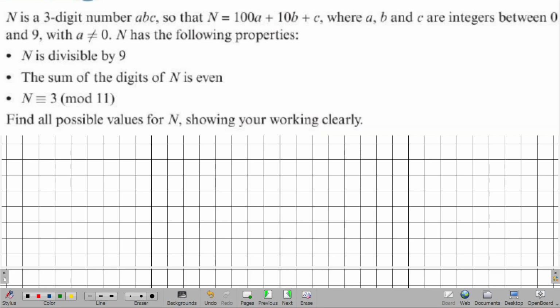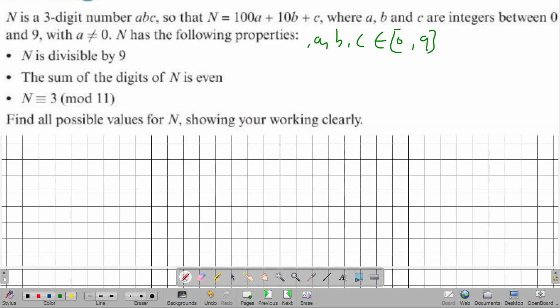Okay, I'm going to solve this divisibility problem using the division algorithm by Euclid. First of all, we have a question that says n is a 3-digit number ABC, so that n is equal to 100a plus 10b plus c, where a, b, c are integers between 0 and 9. So in other words, we are saying a, b, c are elements of 0 to 9.